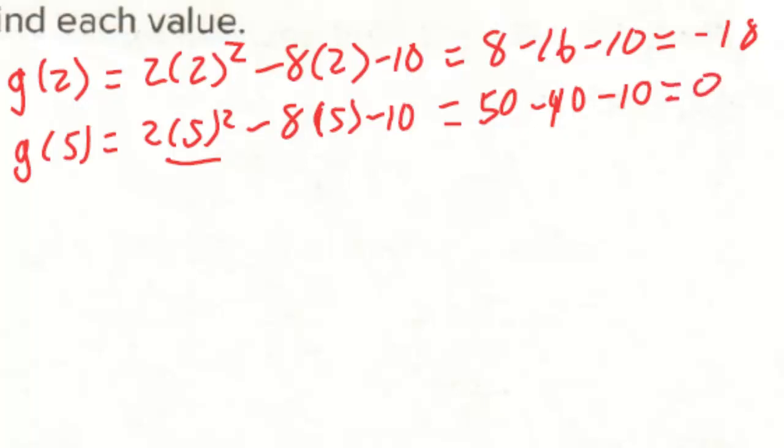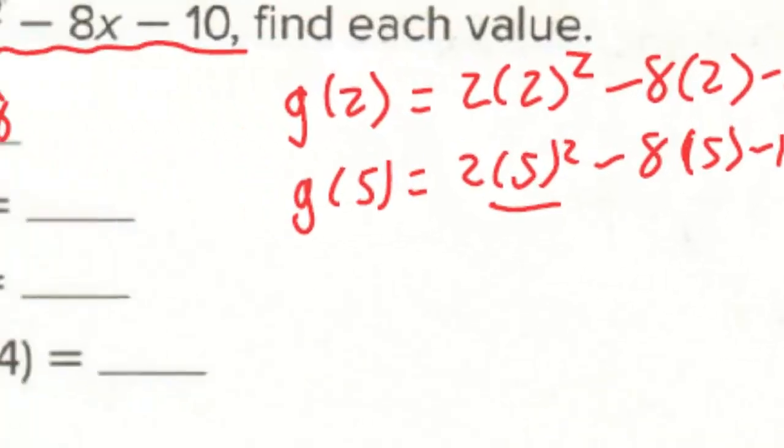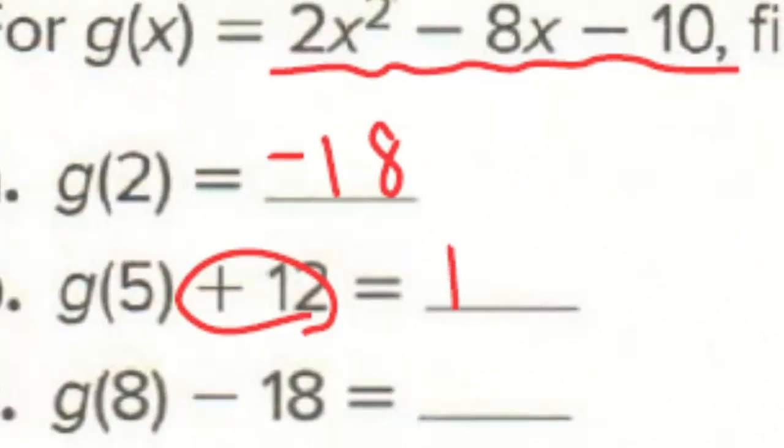And then, of course, I wanted to add the 12 at the end. Don't forget we had to add the 12 here. So the final answer here is just 12. For part C, we're doing g of 8 and then subtracting 18. So I'm going to do the value of g of 8 and then come back and subtract 18.